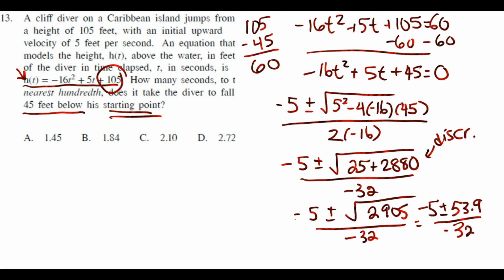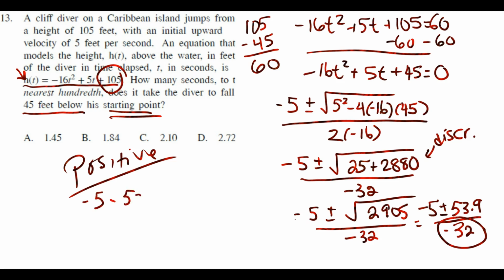So we know this is a real life situation. We want the positive root. We're dividing by a negative right here, so we want the numerator to be negative, because a negative divided by a negative is a positive. So I'm going to use the part that says negative 5 minus 53.9 divided by negative 32.